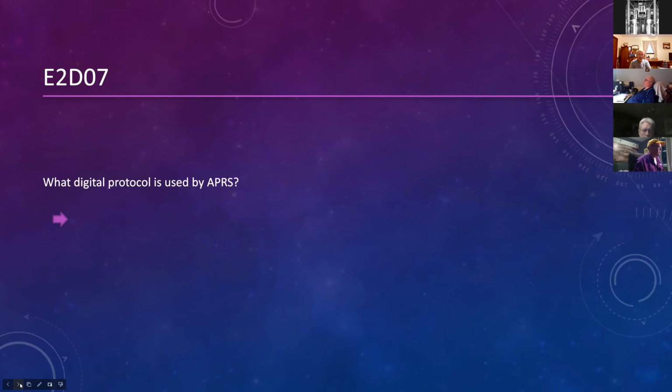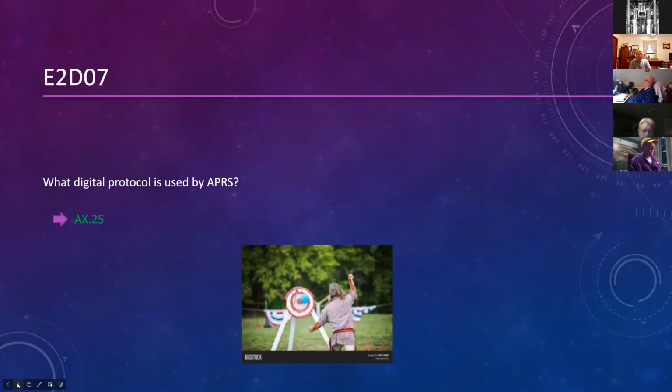What digital protocol is used by APRS? AX.25. I guess it's pronounced AX.25. Well, I call it AX, and I'm about to show you why. If you can remember this picture of a guy throwing an axe at a balloon, and we associate balloons with APRS, you got this answer.